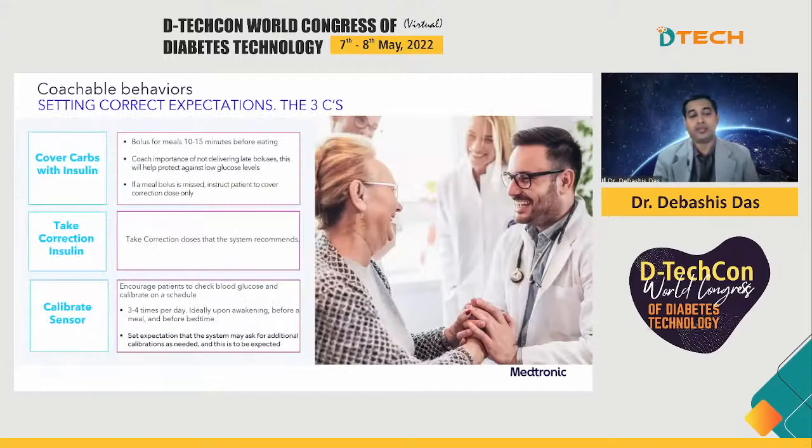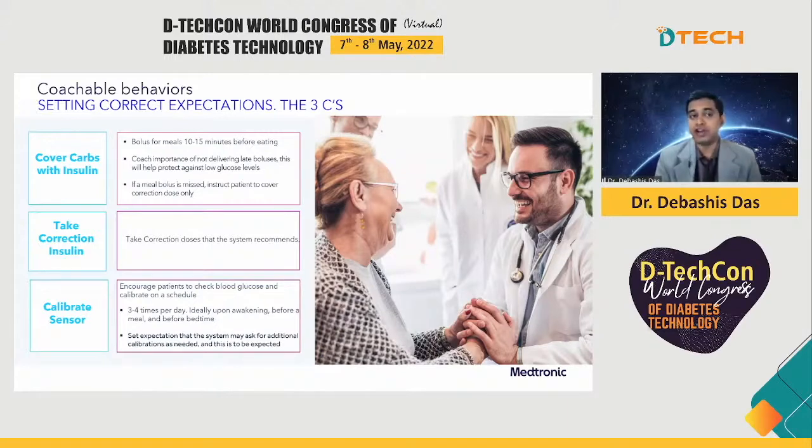Now, when the patient agrees to an insulin pump, it is very, very important to set the correct expectations. Because I have seen sometimes in clinics or in hospitals, patients come and expect that if they take an insulin pump with everything on it and just put it on, it will automatically cure their diabetes and they don't have to do anything. But that is not the reality. So it is always important to set the expectations correctly.